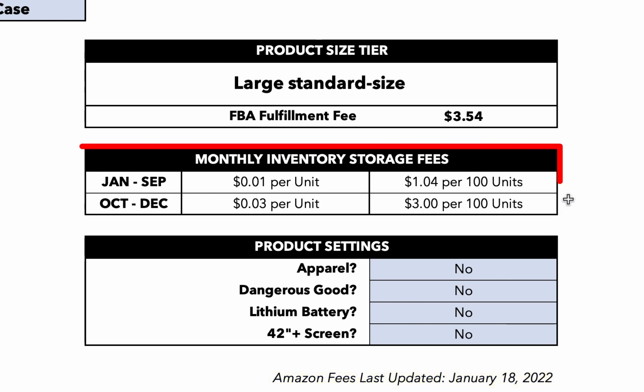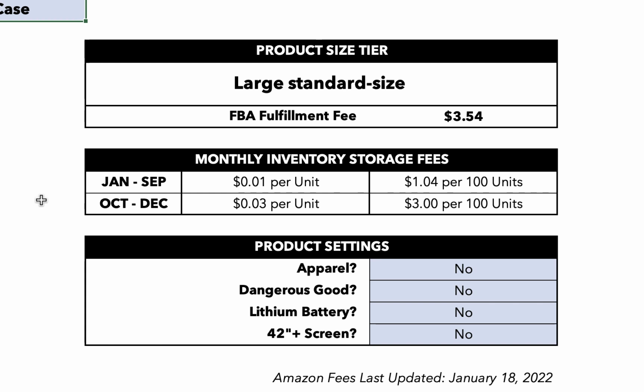What this sheet will also show you are your monthly inventory storage fees. So we break this down on a per unit basis or a per 100 unit basis because sometimes that is more easy to understand. And we also break it down by the time of year. As you know, January through September have their own monthly inventory storage fees, and October through December, so Q4, have elevated storage fees. So look at this unit, we can expect to pay $1.04 of storage per 100 units every month, or in Q4, $3 for every 100 units of monthly storage in October through December. So this is just helping to plan your cash flow and looking forward.